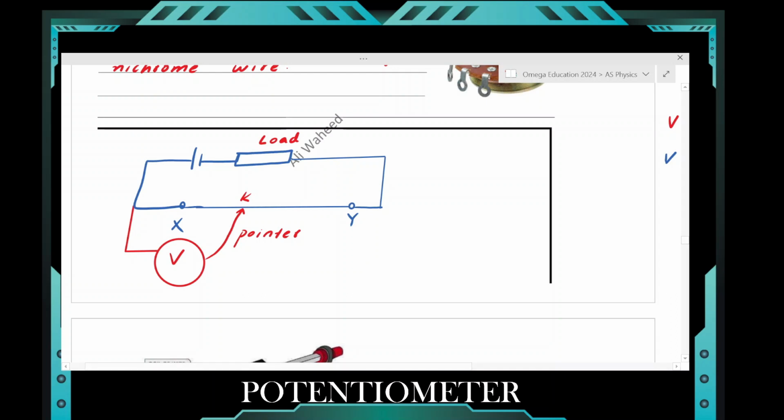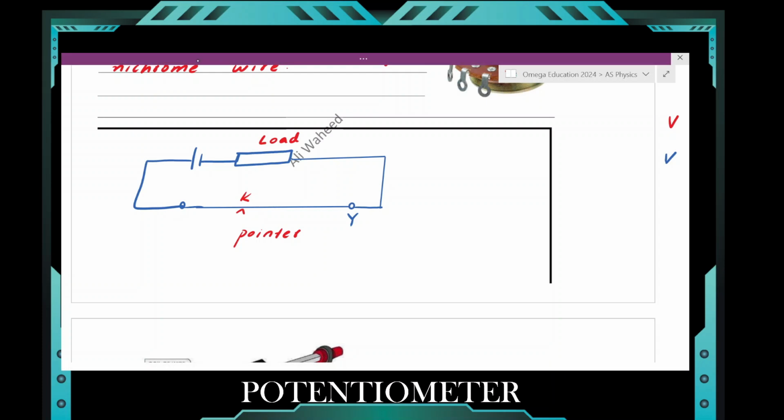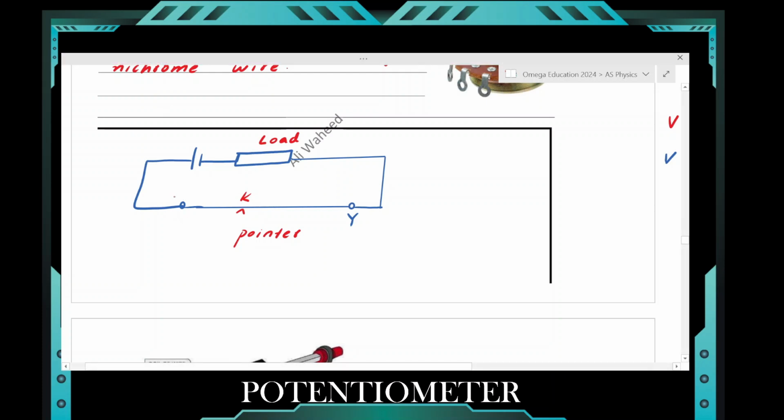This is the most important point. If we change the position of the pointer K, we'll be getting different readings on the voltmeter. And in order to make it even simpler, let me just connect this point over here, exactly at X. Technically, it's just the same thing, but just for your convenience, I'm going to connect it at X. So if I change the position of the pointer K, I will be getting different readings on the voltmeter. Let's see how the readings vary.